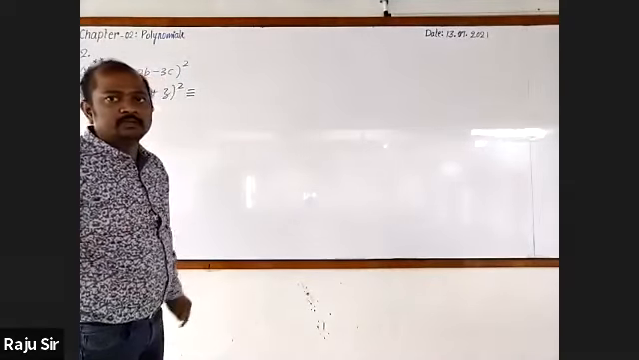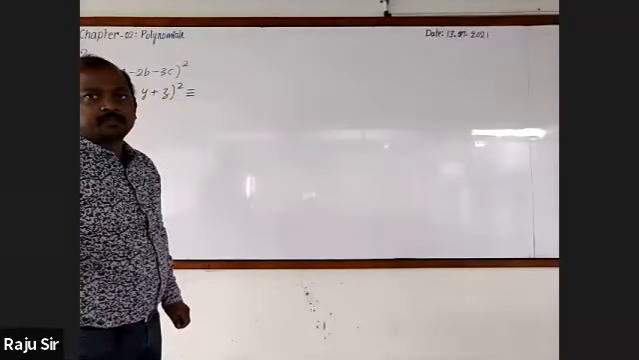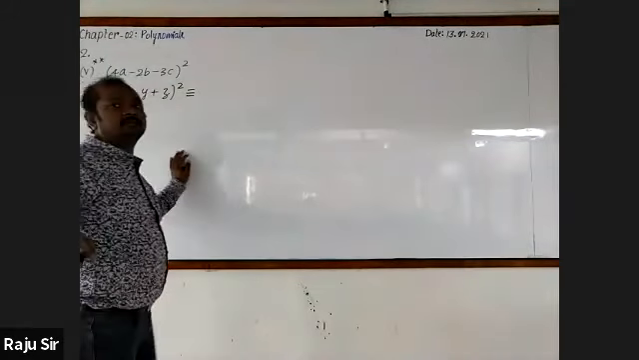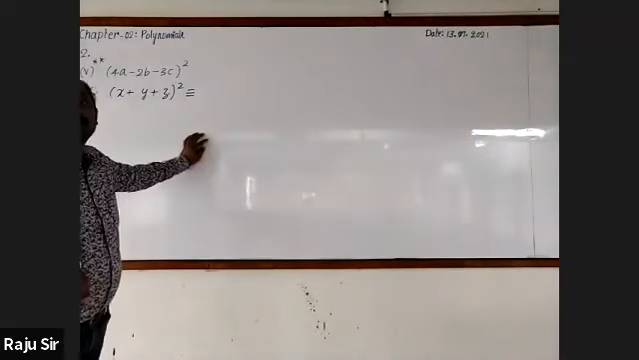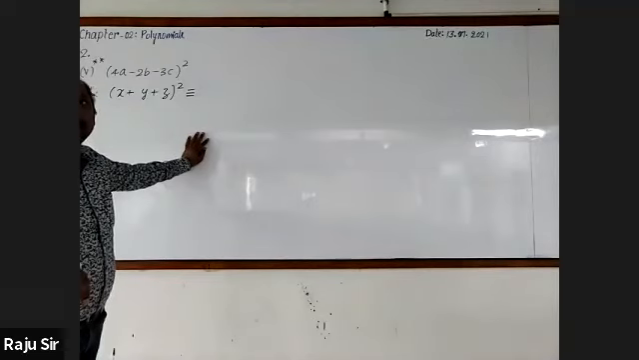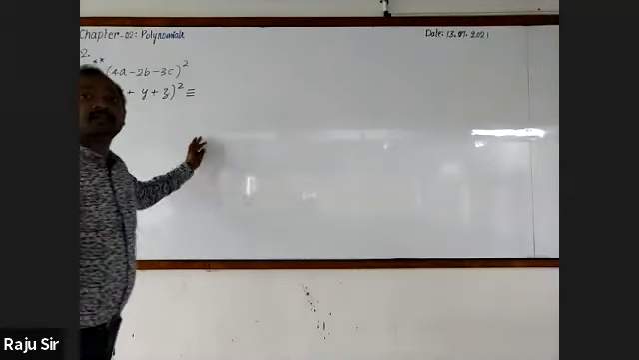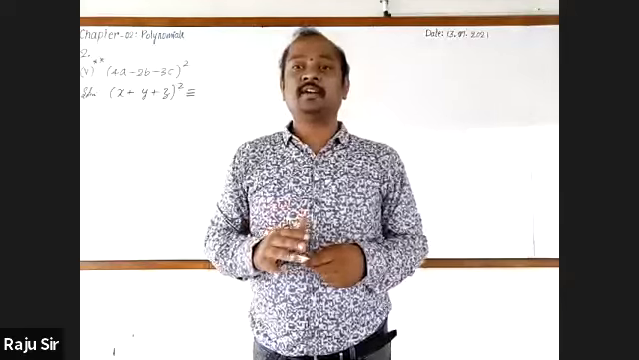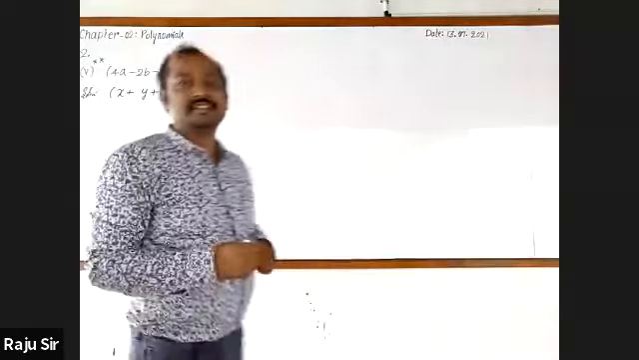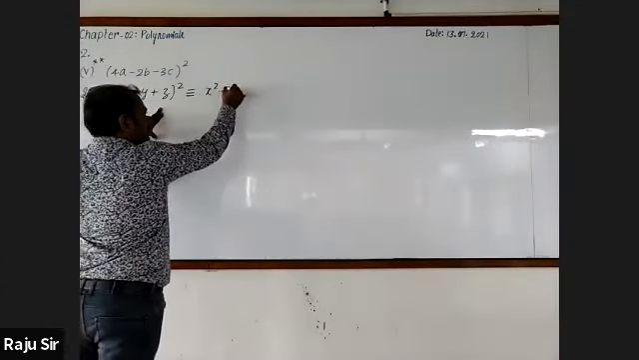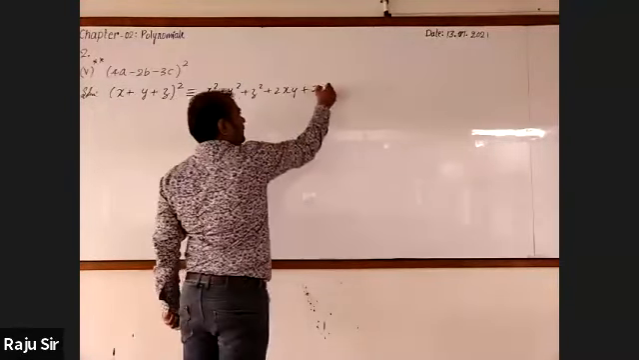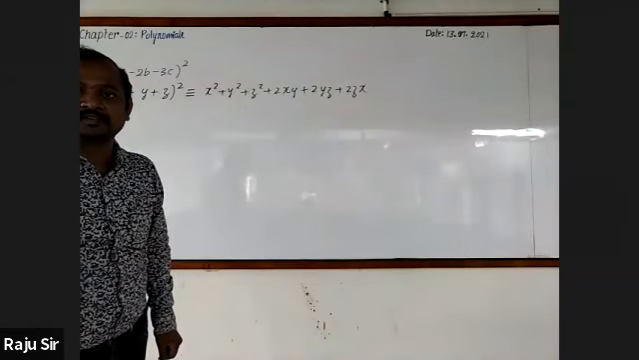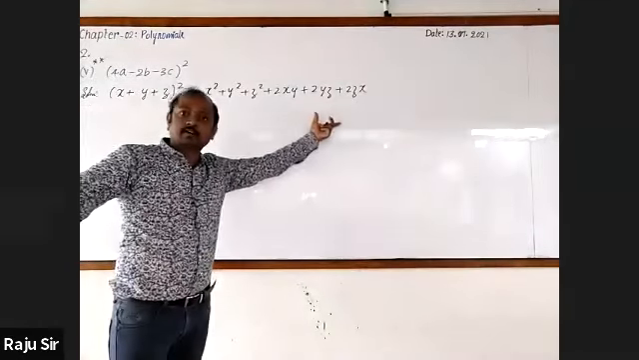Mohita, continue this, as quickly as possible. x square plus y square plus z square plus 2xy plus 2yz plus 2zx. This is the identity. Mohita, did you understand? Now we need the x, y, z of the quantity so that the terms should also include the same.